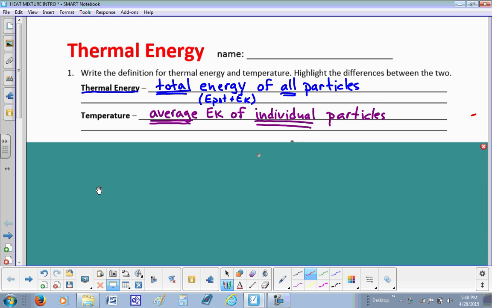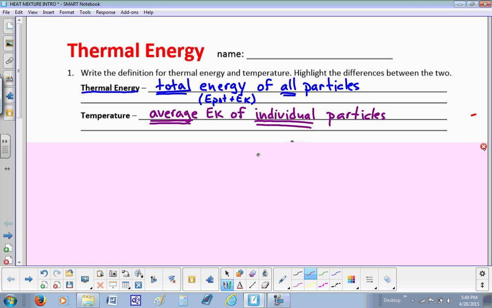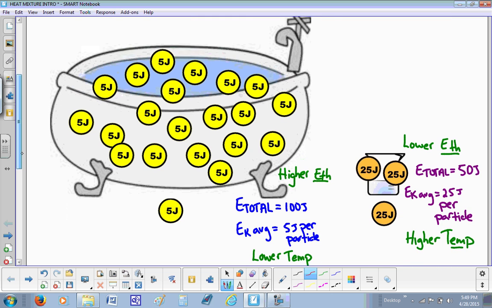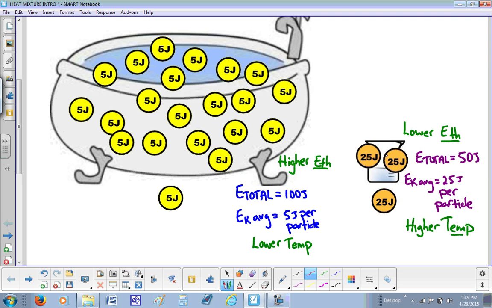So remember, thermal energy is the total energy of all particles. It's the potential and kinetic energy total for a particular substance. And then we also looked at temperature, which is the average EK of the individual particles. And here's the famous example we did the other day, where we looked at a bathtub filled with cold water and a small container of hot water.